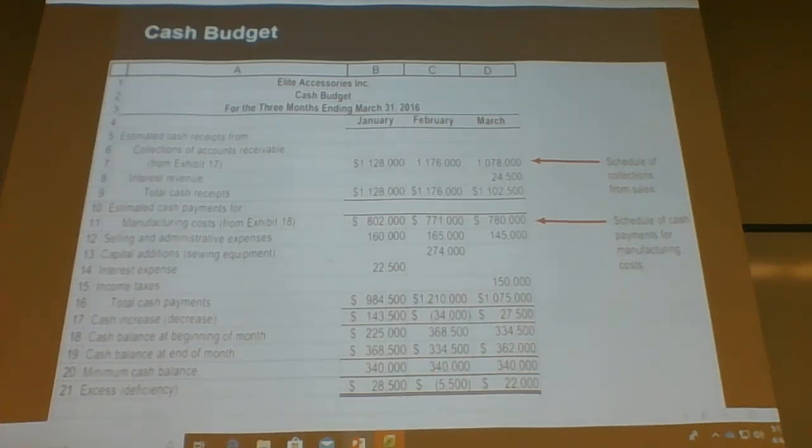Now, 28.5 excess cash, based on what I'm seeing here, is probably okay. We don't have a ton of excess cash sitting around. If we were to put a 2 here in front of this, we may have a problem, but this looks like a pretty good cash budget.